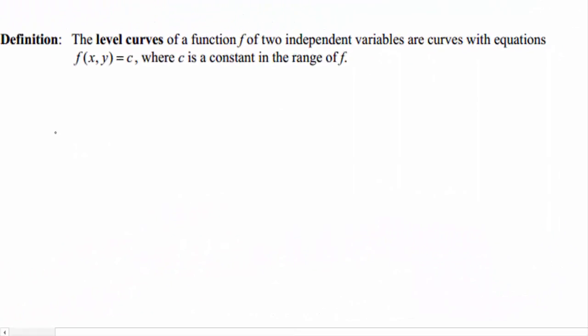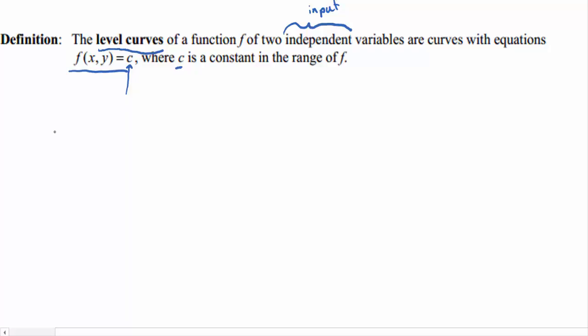Okay, next we're going to talk about other ways to visualize a surface in space. So that starts with level curves. The level curves of a function of two independent variables, two input variables, are curves with equations f of x, y equals c, where c is a constant in the range of f. Otherwise, it wouldn't make a whole lot of sense to set f of x, y equal to c if it wasn't allowed to equal c in the first place.